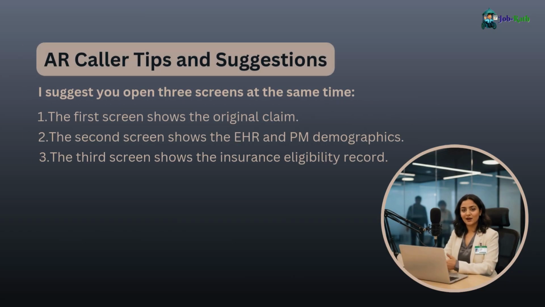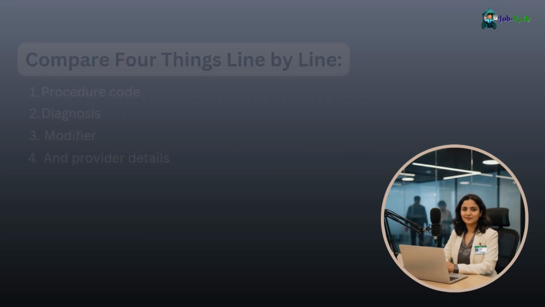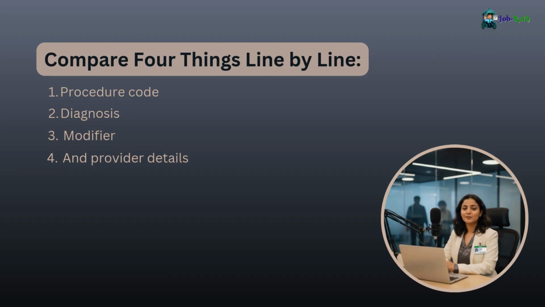As an expert AR caller, I suggest you open 3 screens at the same time. The first screen shows the original claim. The second screen shows the EHR and PM demographics. The third screen shows the insurance eligibility record. And then find the mismatch information and fix only what is wrong and never touch anything else. When you open the claim in your system, compare 4 things line by line. 1. Procedure code. 2. Diagnosis. 3. Modifier. 4. And provider details. Because mostly CO-16 denial issues exist right here.